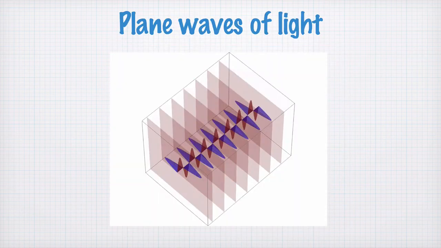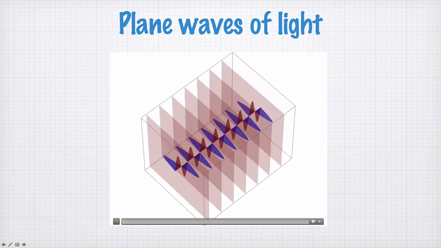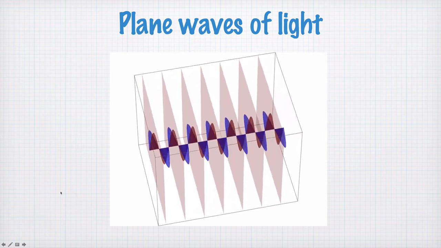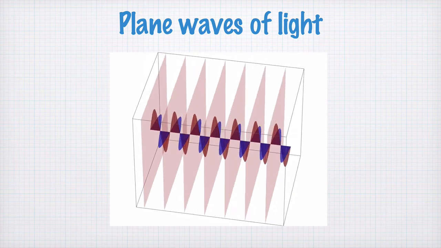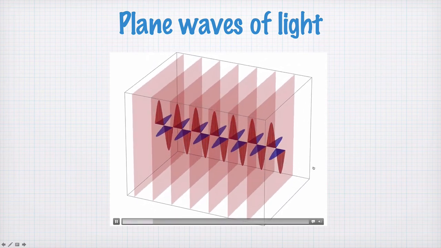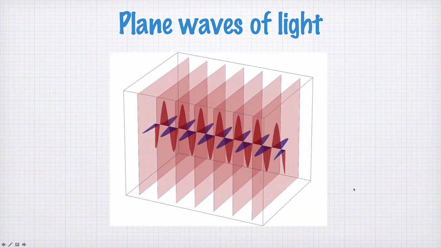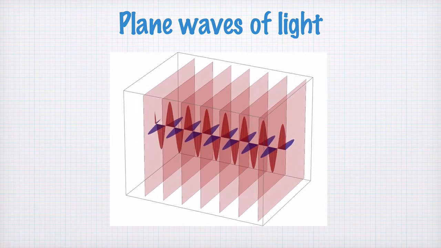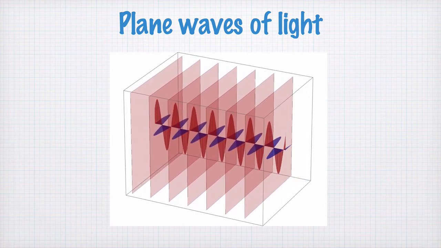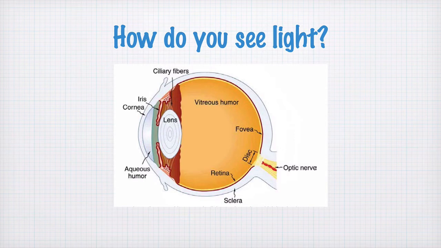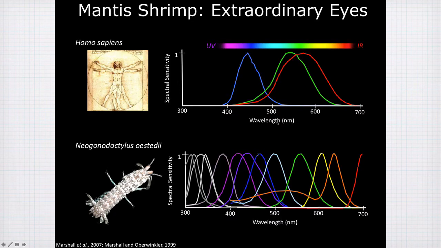Then we'll start talking about light. So this is a model of the plane waves of light, where the red and blue sine waves here represent electric and magnetic fields. And we'll talk about how light works, what a plane wave is, what polarization of light is. And we'll talk about how we see light, how we experience light as humans with our eyes, with lenses and detectors, and how some other creatures experience light. For example, the mantis shrimp, which has extraordinary eyes with far more photoreceptors than we have.